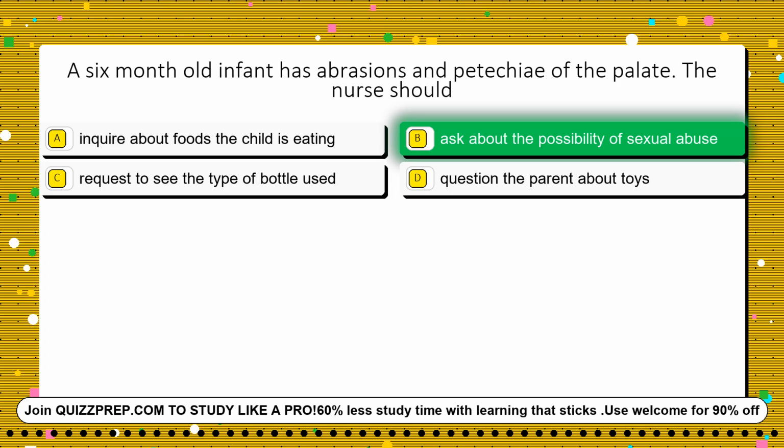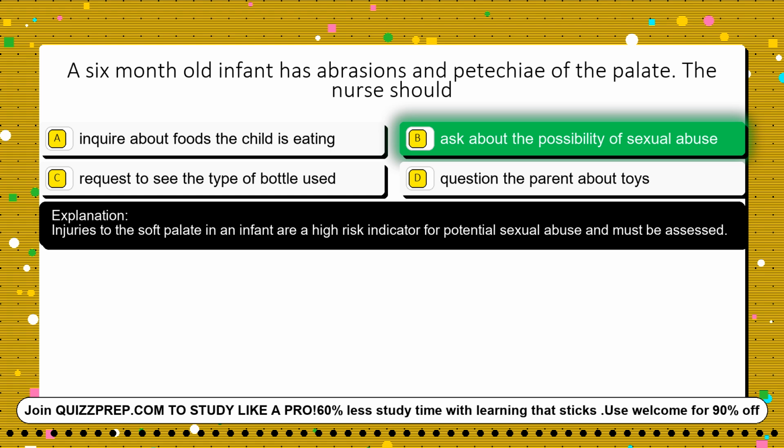The correct answer is option B. Ask about the possibility of sexual abuse. Injuries to the soft palate in an infant are a high-risk indicator for potential sexual abuse and must be assessed.